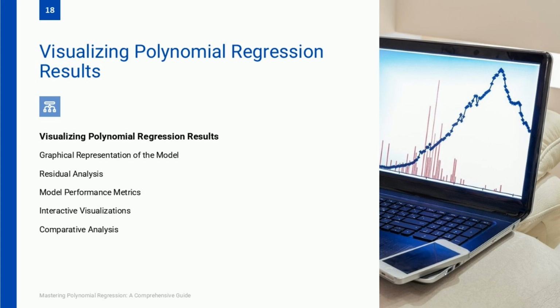For multiple variable polynomial regression, visualization becomes more complex. Since the relationship involves multiple dimensions, standard 2D plots are not always sufficient. One approach is to use 3D surface plots, which show how two independent variables interact with the dependent variable. A well-constructed 3D polynomial regression model should create a smooth surface that aligns with the data distribution.